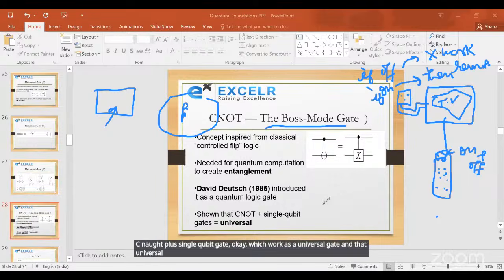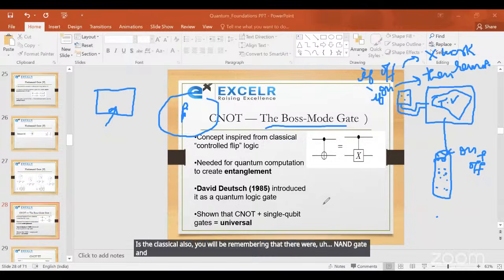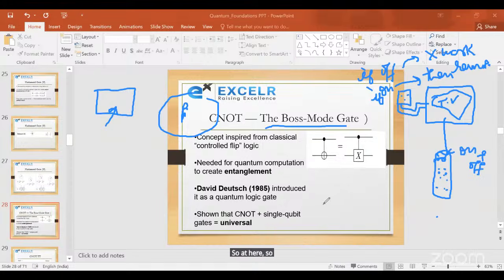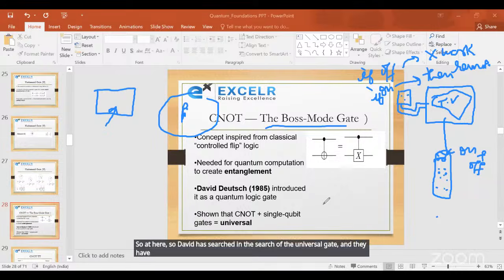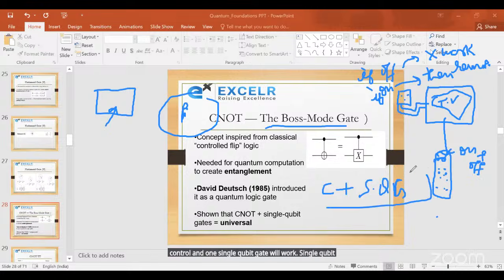In the classical case also, you will remember that there were NAND gates and NOR gates, which were the universal gates, right? So David searched for the universal gate, and found that C-NOT and one single qubit gate will work as a universal gate. C-NOT means control.